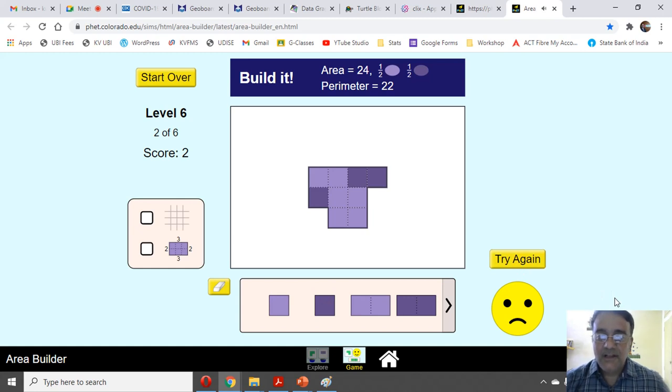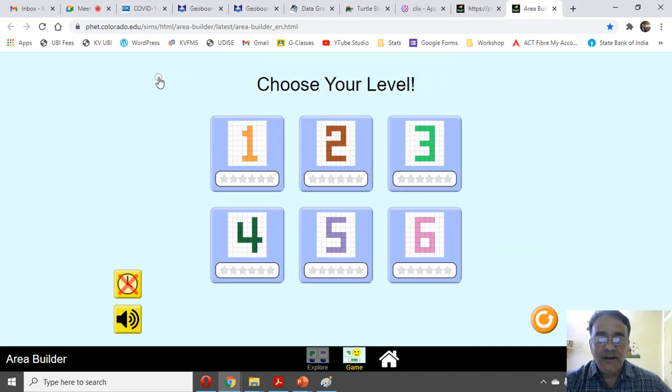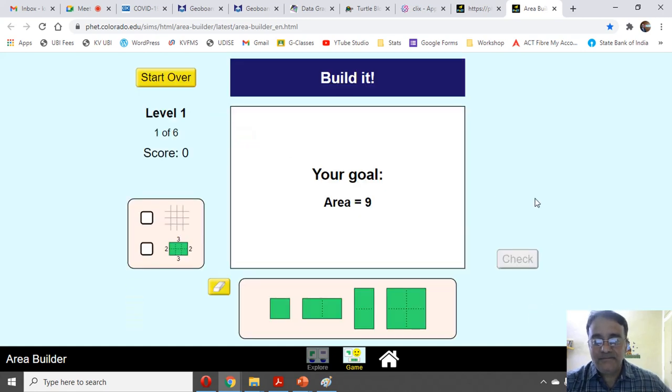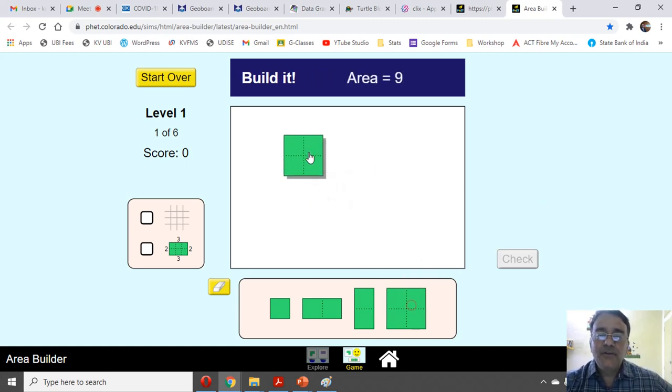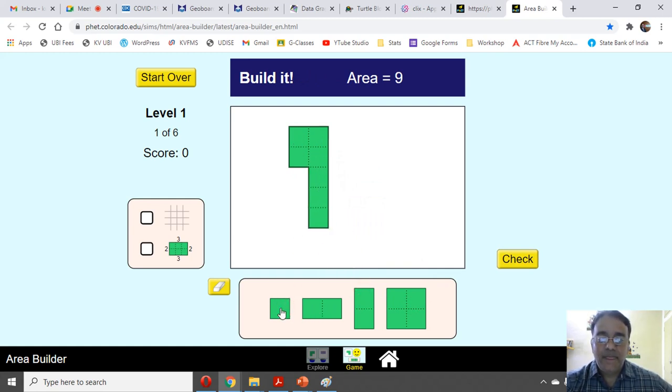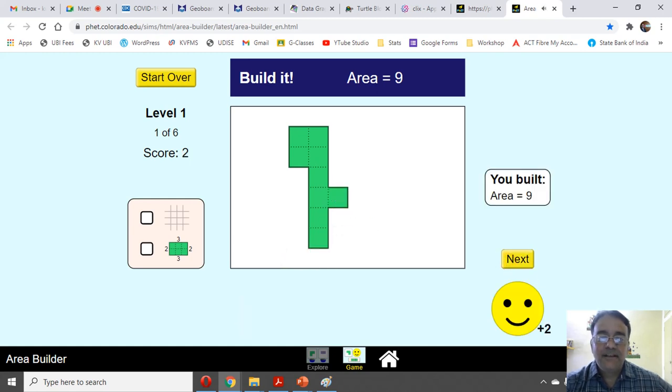Now, in one of the regions, one participant asked me, sir, how can we use this for slow learners? For that also this is very useful. We can start with level number 1. Only area: the student has to construct blocks such that the area is equal to 9. He can use any one combination, or any shape. He will be happy to see the smiley face.